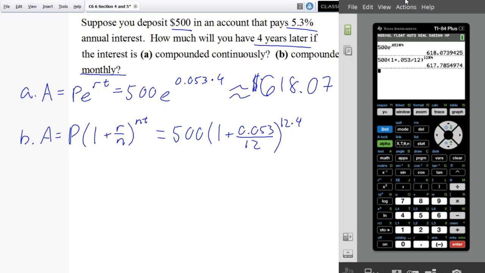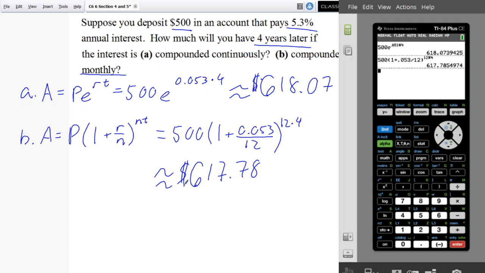$617.70. I know some of us are going to want to round up, but keep in mind banks are evil. So the bank would probably give us $617, and they would round that down. Just because, again, banks are evil. They truncate, they don't round.